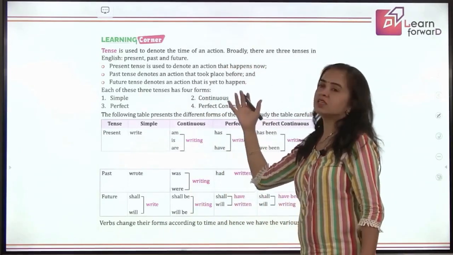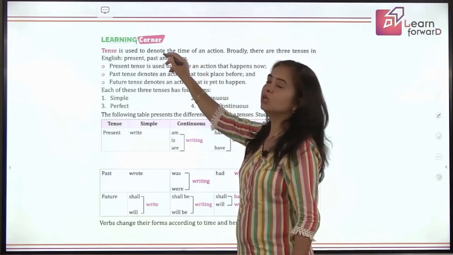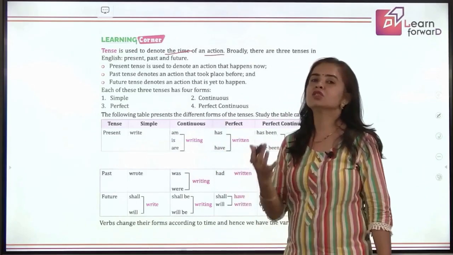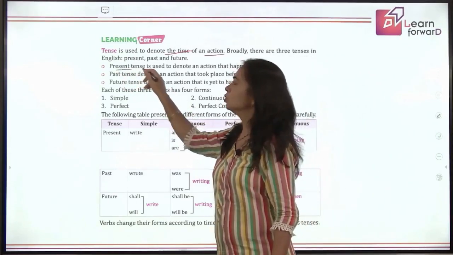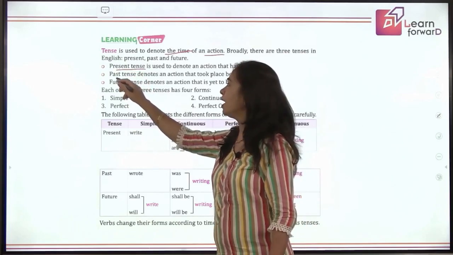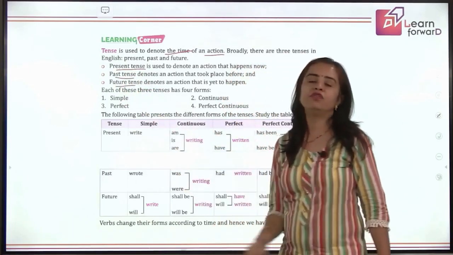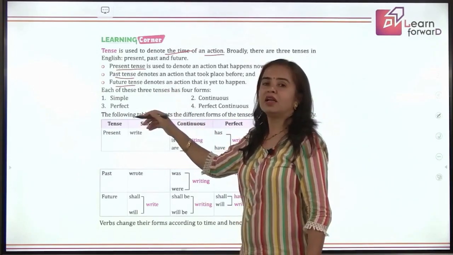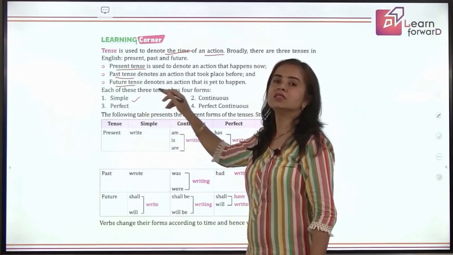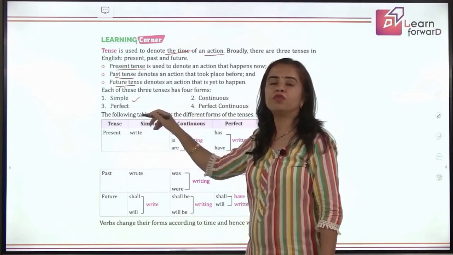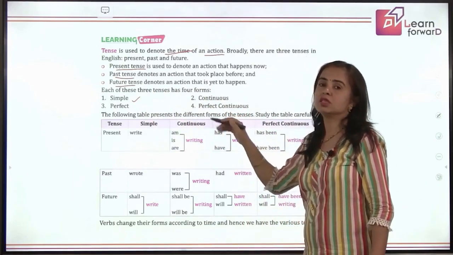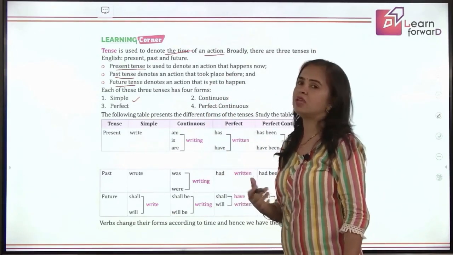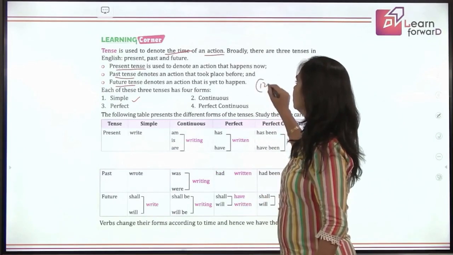So here we start with tense. Tense denotes the time of an action. It can be present, it can be past, or it can be future. Present denotes the action done now, past is the time gone, and future means the time to come. And each of these is divided further into simple tense, continuous tense, perfect tense and perfect continuous tense. So three, and each one having four subcategories. That means in all we have 12 tenses, right?